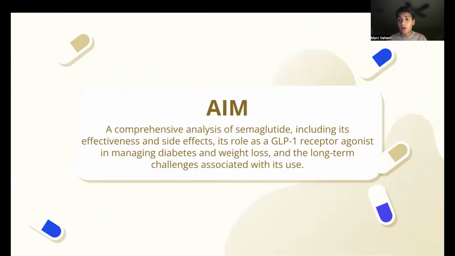So the aim of our presentation or pitch today is to have a comprehensive analysis of semaglutide, including its effectiveness, side effects, its role as a GLP-1 receptor agonist for managing diabetes and weight loss, and the long-term challenges associated with its use. However, we'll be looking more at the weight loss aspect of it today as it tackles obesity.